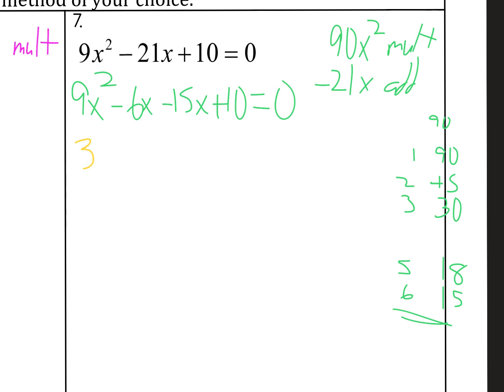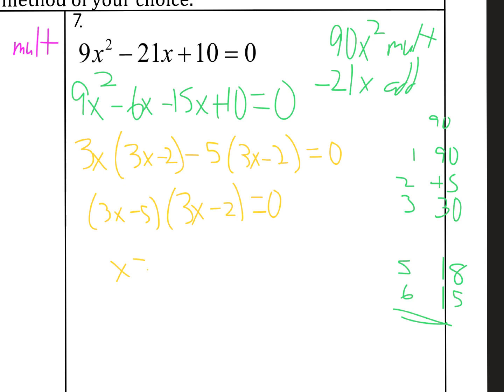I can take a 3x out of those. So I'm left with 3x minus 2. And I want a 3x minus 2 here. So if I put a negative 5 there, that will work, because that's negative 15 plus 10. So I'll have 3x minus 5 and 3x minus 2. And I'll get 5/3 and 2/3.